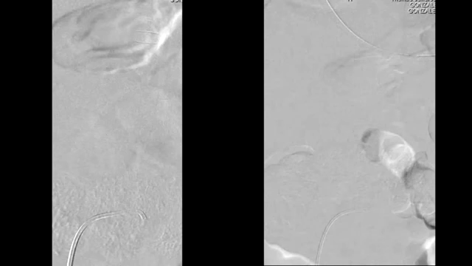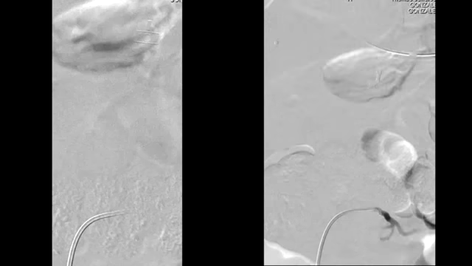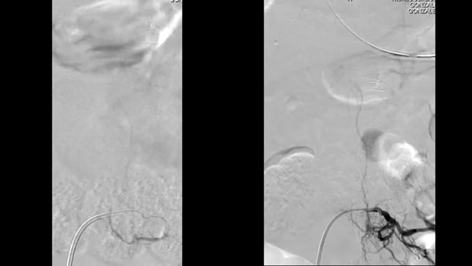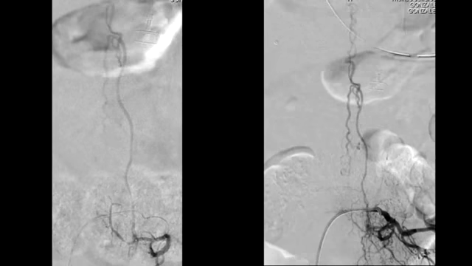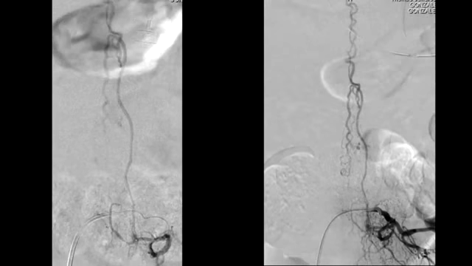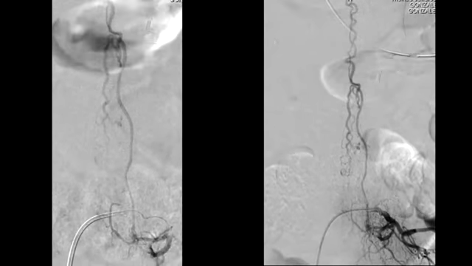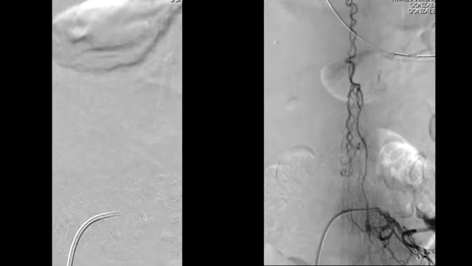This is an AP projection where the Cobra 2 catheter was used to perform the injection all the way to the L1 radicular artery on the left side. This shows a typical case of a dorsal arteriovenous fistula with significant venous tortuosity inside the spinal canal.